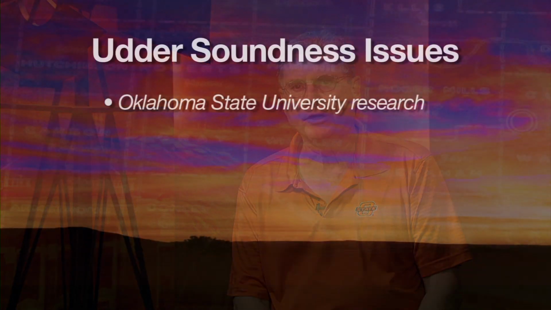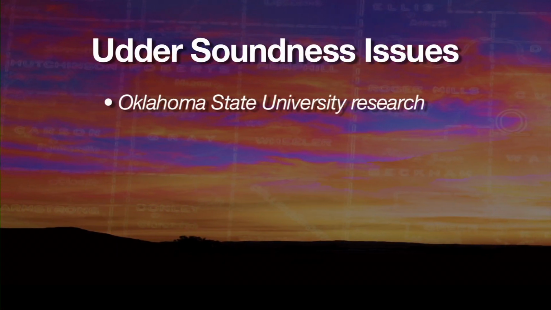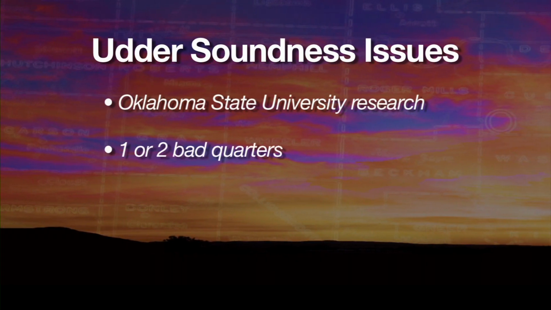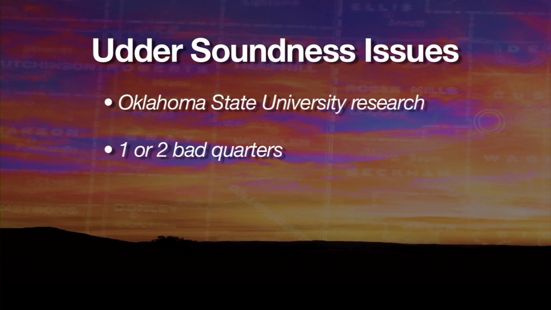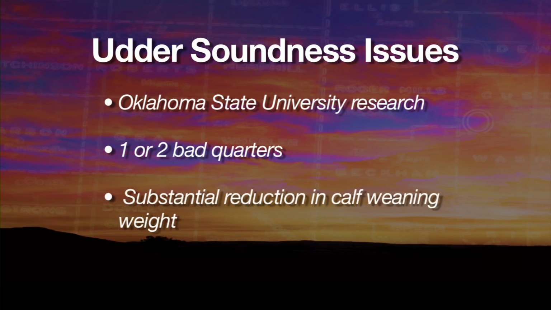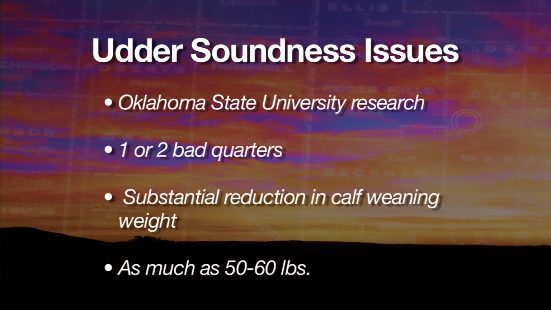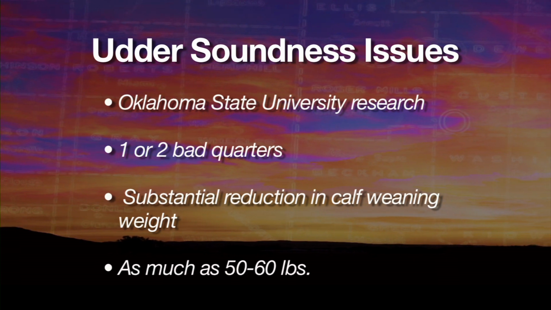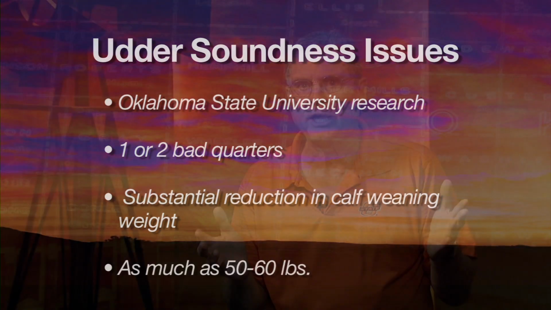Research here at Oklahoma State University a number of years ago has shown us that if a cow has one or two bad quarters, the reduction in weaning weight is really quite substantial. The data here suggested it could be as much as 50 to 60 pounds. And that's quite a substantial amount when you consider the price of calves in today's marketplace.